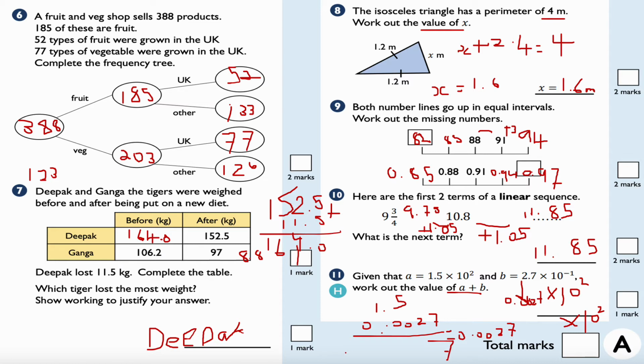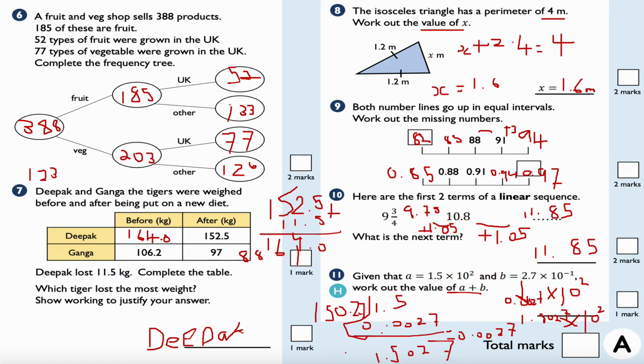That's going to be 7, that's going to be 2, that's going to be 0, that's going to be 5, and that's going to be 1. So the answer is 1.5027 times 10 squared, but it wants the value, so I'm not putting it in standard form. I'm going to move it 2 places to the right because I'm times it by 100. So the answer we get is 150.27, and that will be the answer to my question.